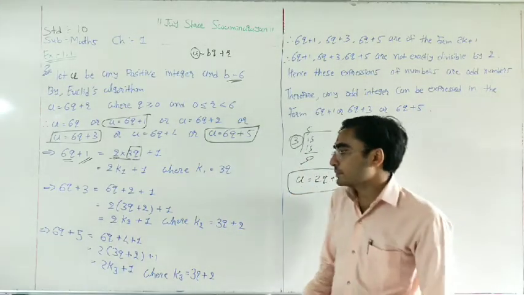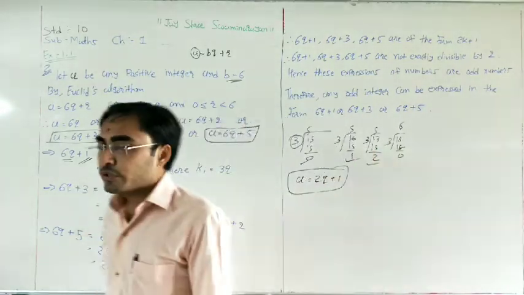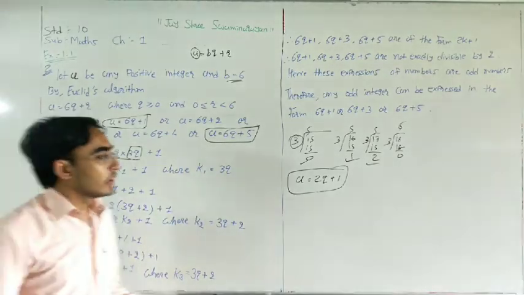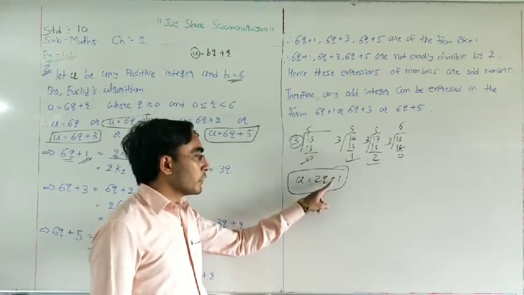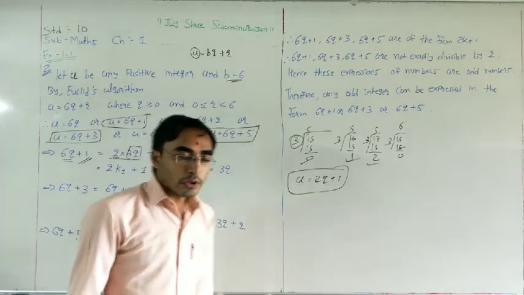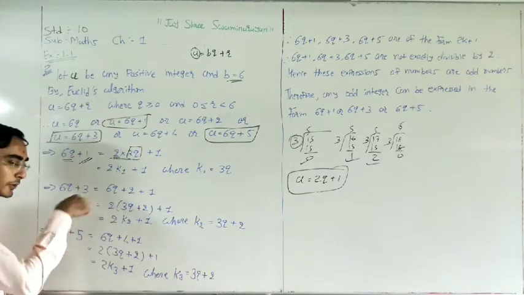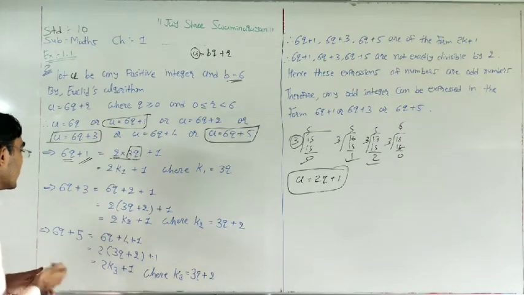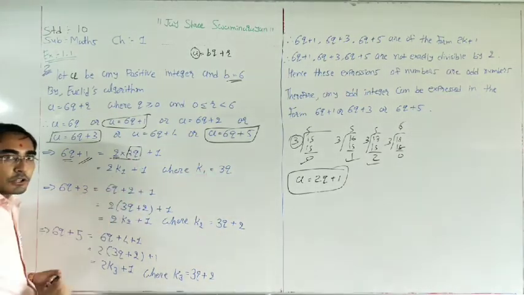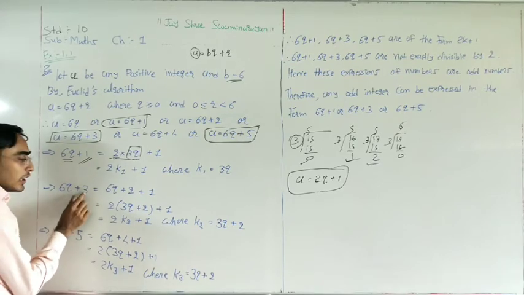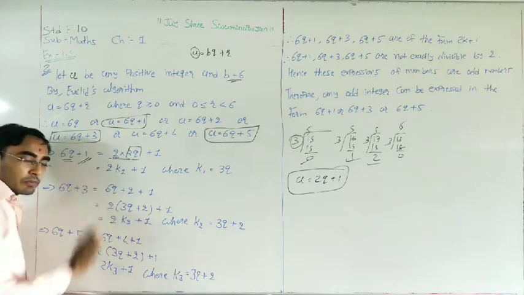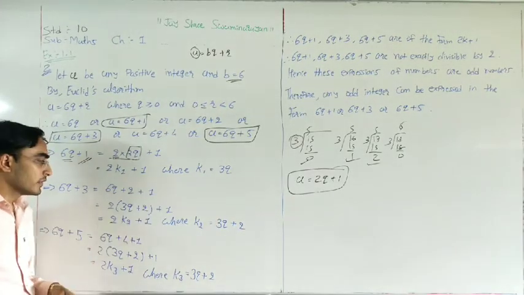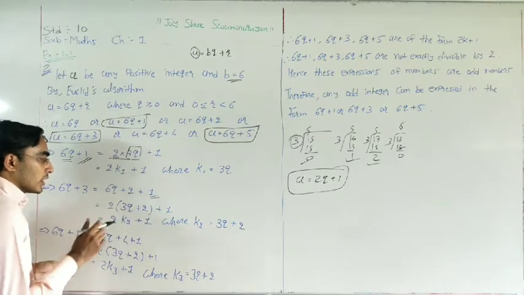Now second possibility, 6 cube plus 3. But what we want? 2 cube plus 1. First of all we want this plus 1. So how can you convert this 3 into 1? You can write like this, 2 plus 1. Here we want 2 cube plus 1, here we have 6 cube plus 3. So in place of 3 we can write like this, 2 plus 1. So we get here 1. So this 1 we want.